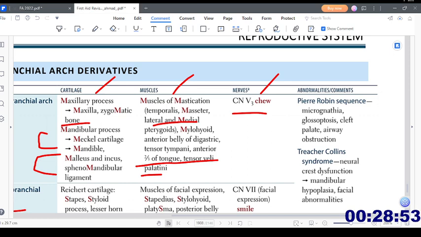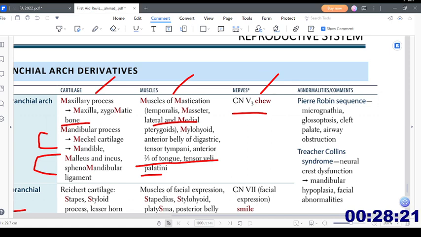The muscles which are coming, if you can see in the picture above, are the muscles of mastication, which are drawn in green: temporalis and masseter, lateral and medial pterygoids, mylohyoid, and anterior belly of the digastric, which is in the neck, and I guess they are drawn like over here. Inside the neck, you can see a green line. In the neck there are also the green muscles. So those muscles are mylohyoid, anterior belly of the digastric, tensor tympani, anterior two-thirds of the tongue, and tensor veli palatini.